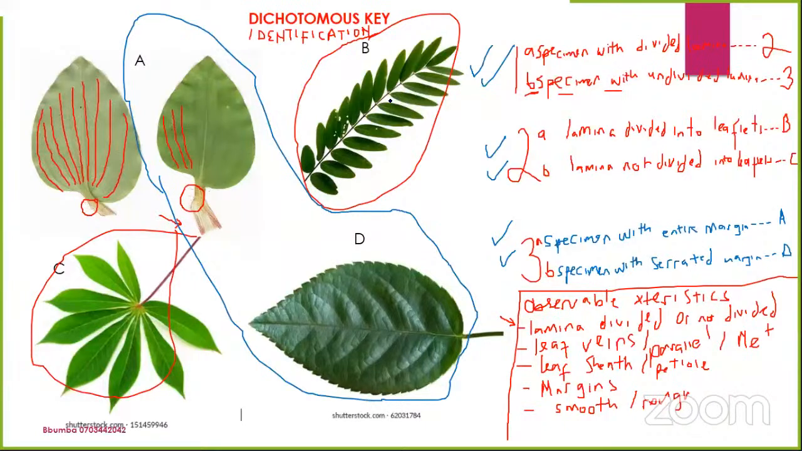Yes, Mugisha. Excuse me, teacher. To ask on number 1B. You are saying specimen with undivided lamina. Number 6, I thought you were supposed to talk about specimen with undivided lamina. Oh, thank you very much for that question. Now, here, part B said specimen with undivided lamina, and I sent them to 3. And in 3, we are having both A and D. So you can see that both A and D, their lamina is not divided. So those are the ones that fit there.